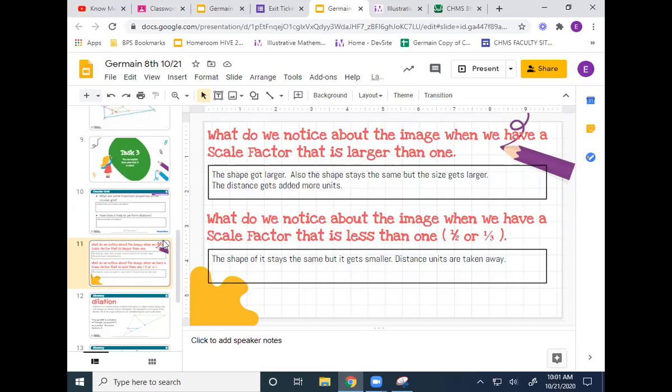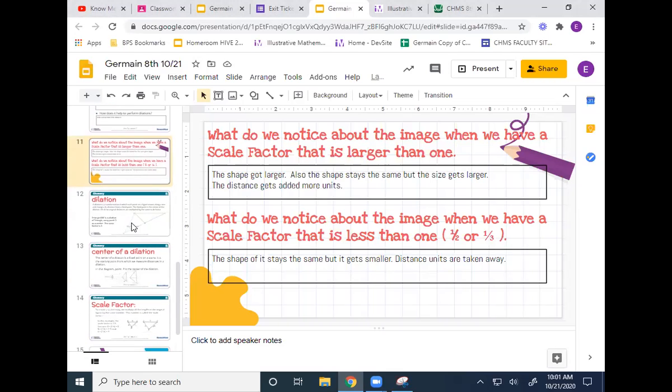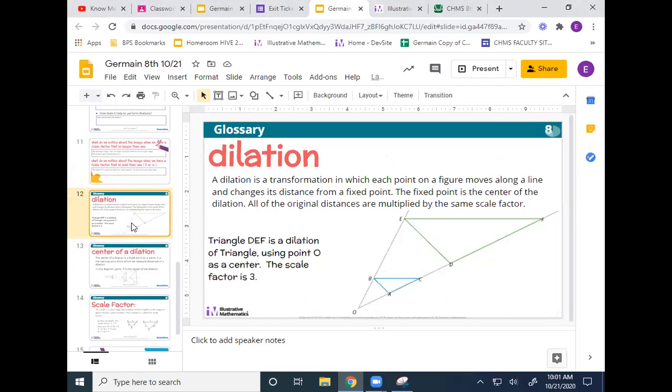Awesome. So now let's take a look at the 3 new vocabulary words that we have been learning. We learned this idea of a dilation. A dilation is a transformation in which every point on the figure moves along a line and changes its distance from a fixed point. The fixed point is called the center of the dilation. All the original distances are multiplied by the same scale factor. So if we look at this example, my center of dilation is point O, and I took A, B, C, and I multiplied it by a scale factor of 3.